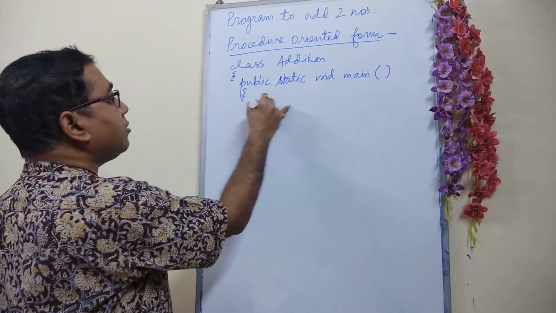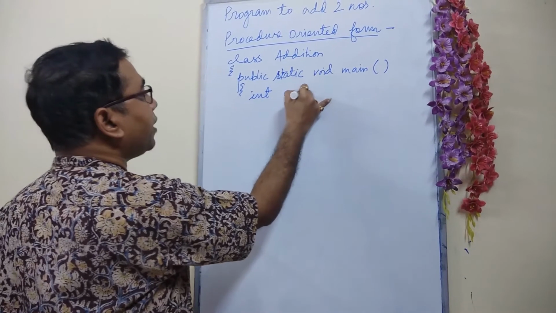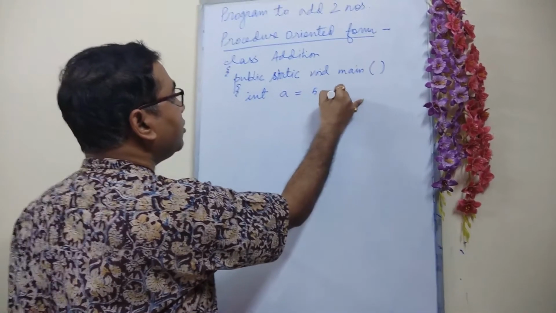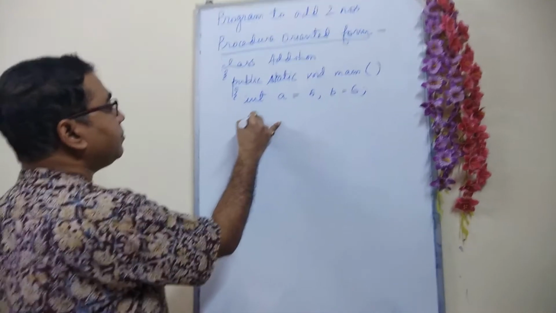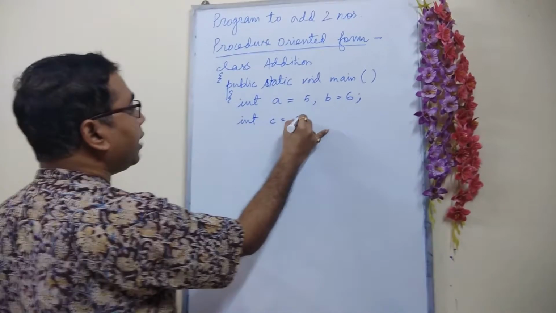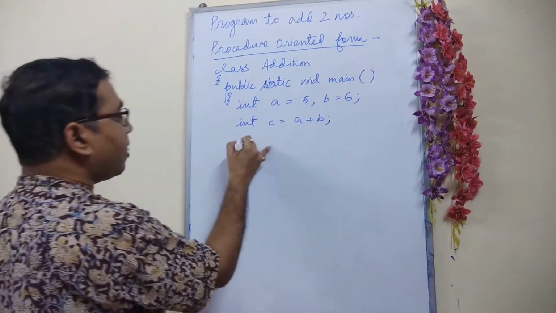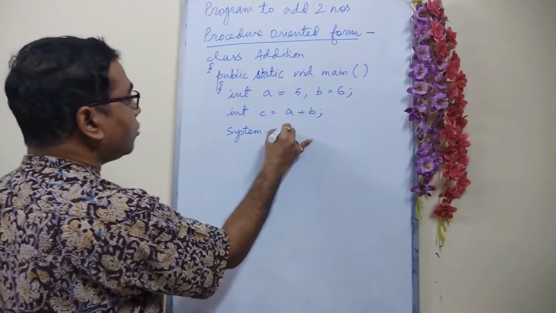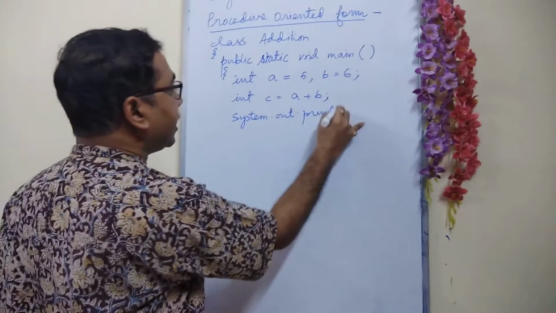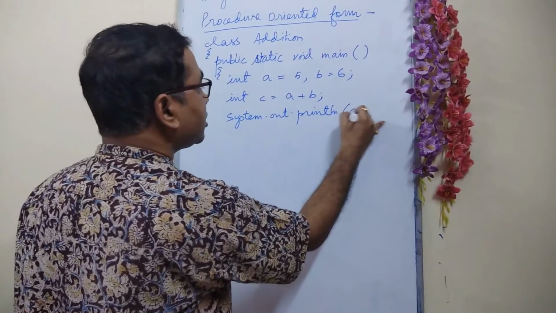I am taking a fixed set of values. Let us take two variables: int a equals 5, b equals 6. I am doing the sum: int c equals a plus b. Then I am writing System.out.println(c).